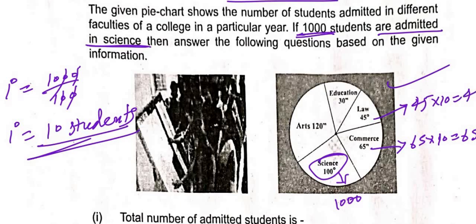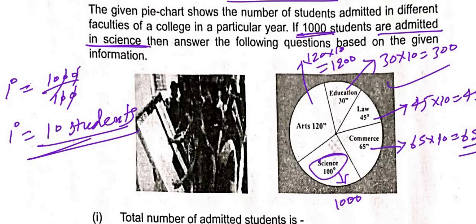And education students will be 30 into 10, 300 students. And arts students will be 120 into 10, it will be 1200 students. So from this data it is now very clear how many students of commerce, law, education and arts there are, and science is already given. So by using these numbers we have to solve the questions now.